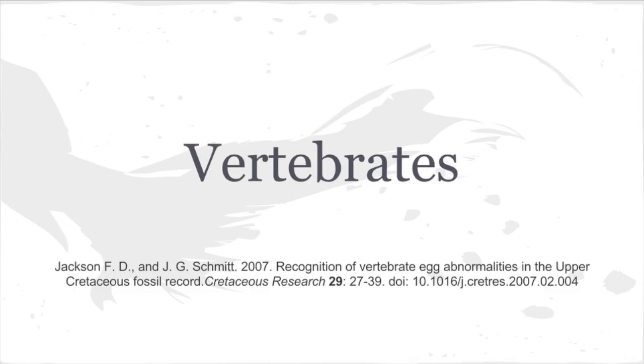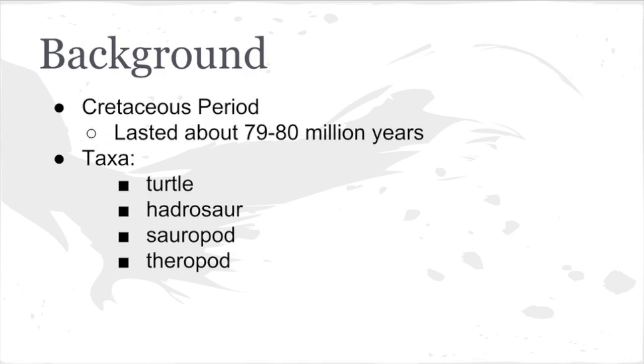This study was done by Frankie D. Jackson and James G. Schmitt. It was done on vertebrate egg abnormalities from the Cretaceous period. The taxa being observed in the study were from the Cretaceous period, which lasted 79 to 80 million years.